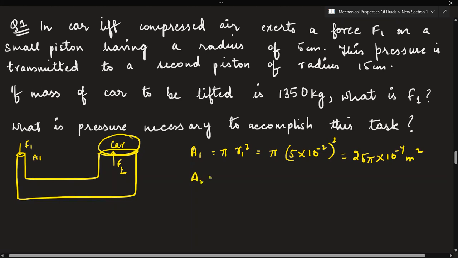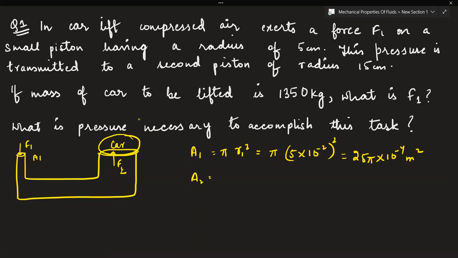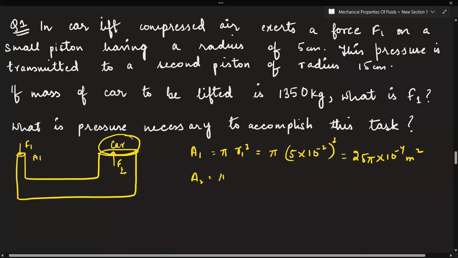And area 2 similarly. This would be now the radius of the larger area. What is the radius of the larger piston? 15 centimeter. So it would be similar to this, just instead of 5, we have 15 centimeters. So this is equal to 225 pi into 10 to the power minus 4 meters square. So we have the area with us. Now, do we have the force with us?